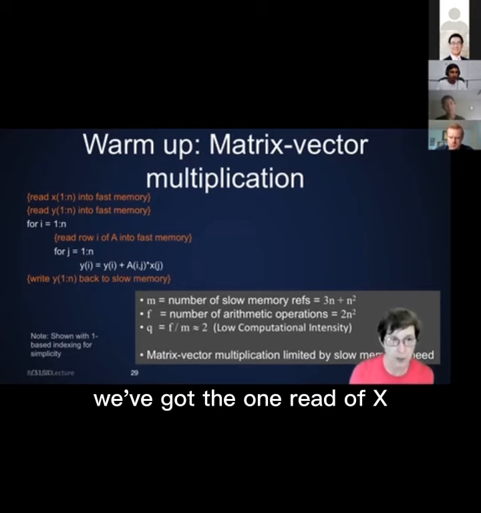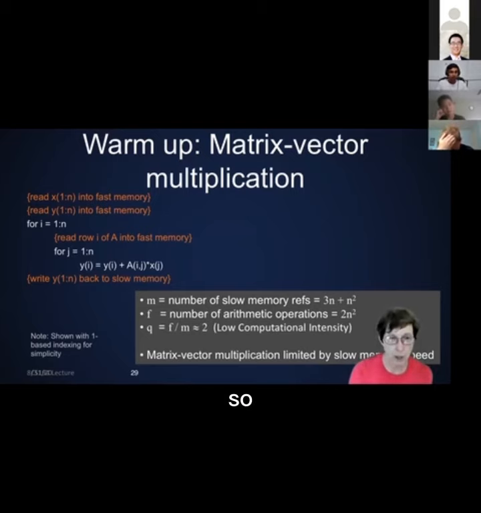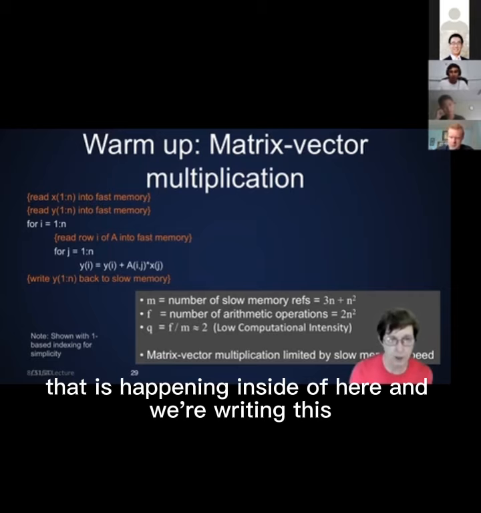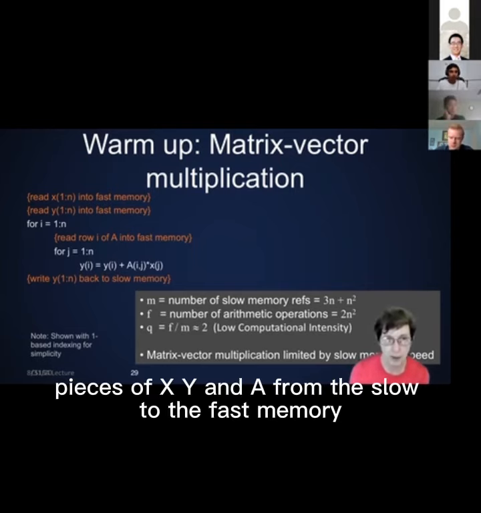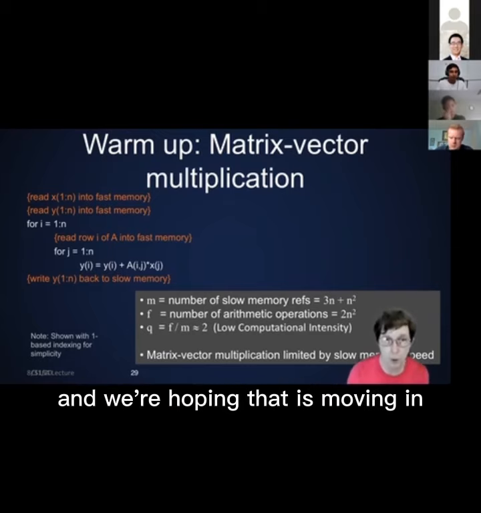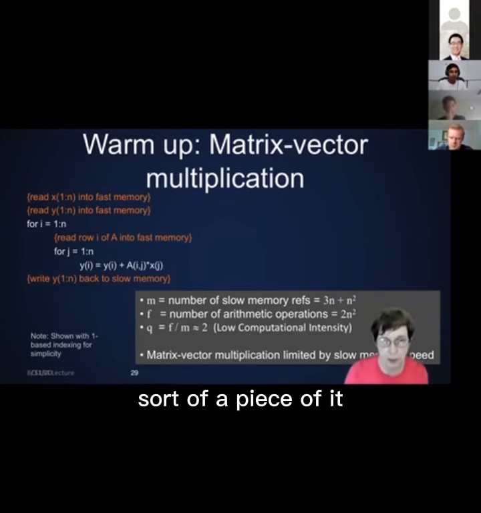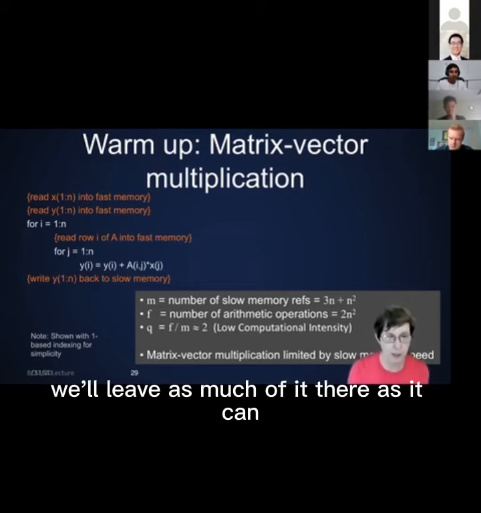We've got the one read of x, and then we need to read a row of A into the fast memory. So that is happening inside of here, and we're writing this as if we're actually controlling the movement of these pieces of X, Y, and A from the slow to the fast memory, when in fact the cache is typically doing this for us. And we're hoping that it's moving in a piece of it, at least, at a time, and we'll leave as much of it there as it can.